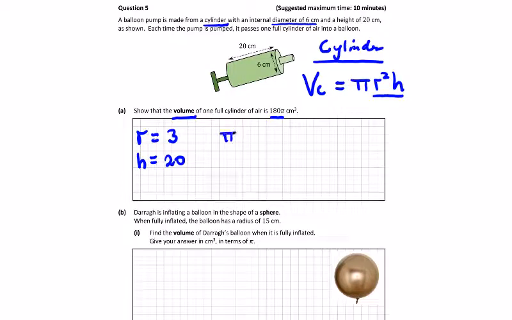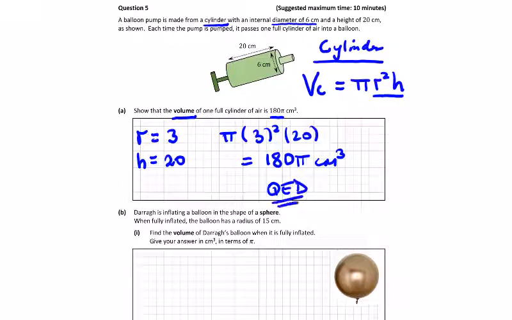So r is half the diameter, and height 20. So pi by r squared by h. 9 times 20 is 180. So we have 180 pi centimeters cubed. And that is what we have been asked to prove, quod erat demonstrandum. Dara's inflating a balloon. Every pump is going to fill up 180 pi centimeters cubed. When fully inflated, the balloon has a radius of 15. Find the volume of Dara's balloon.